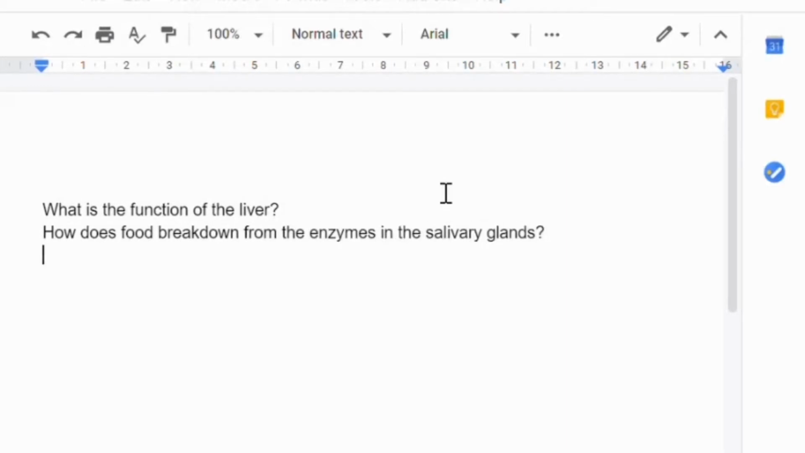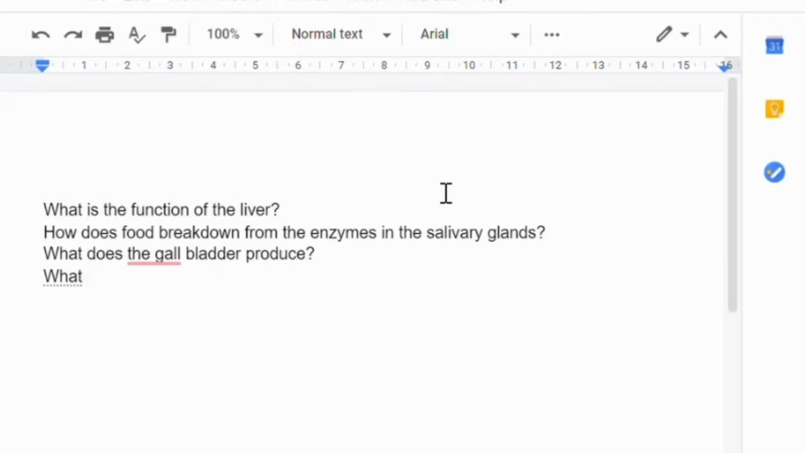So for example, the digestive system, the exam board are going to want you to be able to say how the digestive system works instead of just listing off the organs. So by being able to answer the questions, you're not only reinforcing the knowledge, but you're also learning how to apply it into questions. So tip 8 is to learn exam technique.